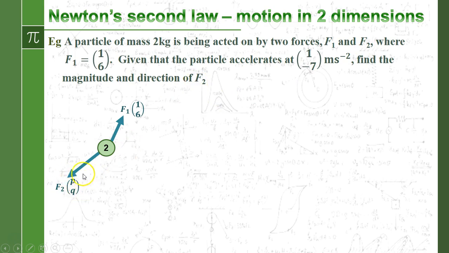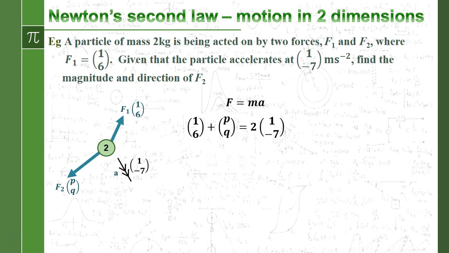So I'm just going to describe it in terms of a vector using P and Q, just two values. And we've got acceleration, which is going off in that direction. So F equals ma. So force is on the left, mass times acceleration on the right. And mass is just a scalar quantity, so we can just multiply that vector there. So we've got that going on.